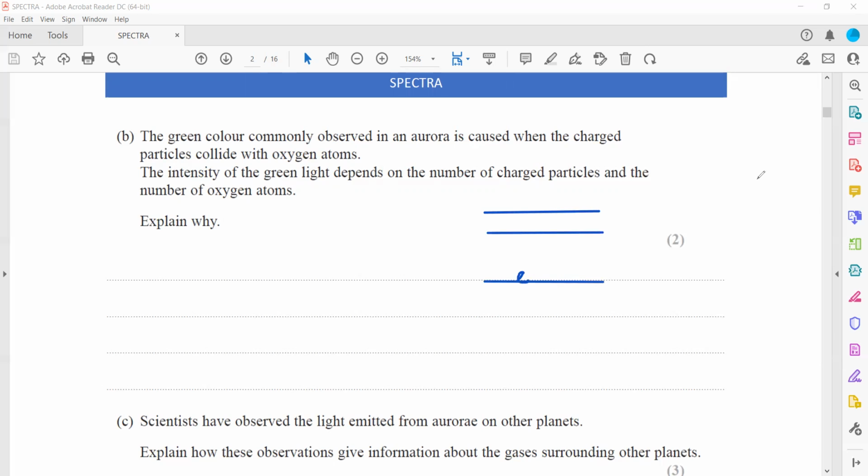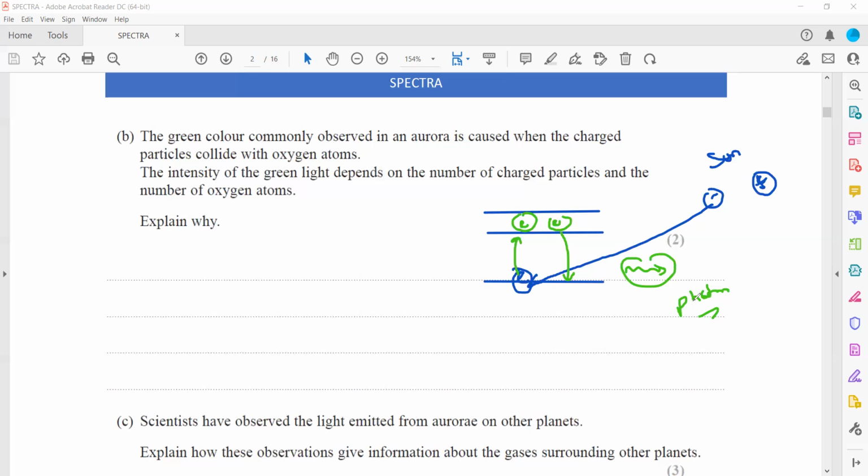So what happens when a charged particle, positive or negative, collides with an electron? It transfers energy to the electron. This charged particle is coming from the sun. When it collides, it transfers the energy to the electron, so the electron jumps to a higher level. And when this electron returns back, it gives out a characteristic color, or a photon, and that corresponds to how different colors are seen. So in the case of oxygen, we commonly see green color.